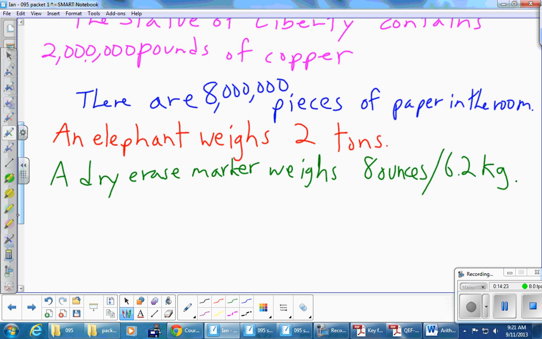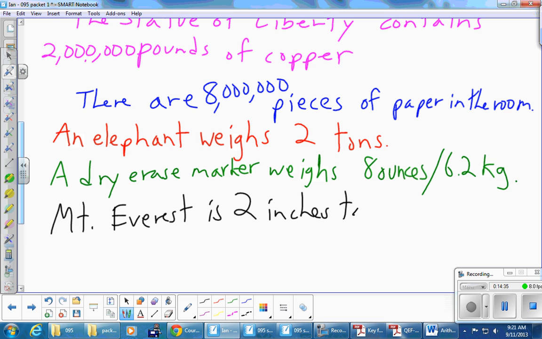Okay, and then this group here in the front. How tall is Mount Everest? Mount Everest is 2 inches tall. You guys have really embraced this idea that the right answer doesn't matter. I appreciate that. Okay, I'm going to make up just one more question here.